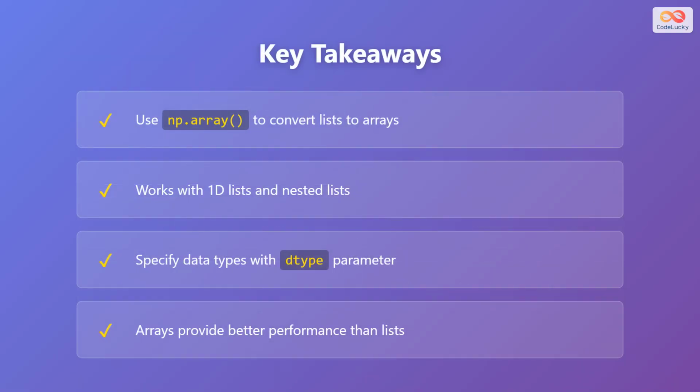Let's recap what we've learned. First, use np.array to convert Python lists into NumPy arrays. Second, this function works seamlessly with both one-dimensional lists and nested lists for multi-dimensional arrays. Third, you can specify data types using the dtype parameter to control how your data is stored. Finally, remember that NumPy arrays provide better performance than Python lists for numerical operations. With these fundamentals, you're ready to start working with NumPy arrays in your projects. Practice these concepts to build your confidence with NumPy.